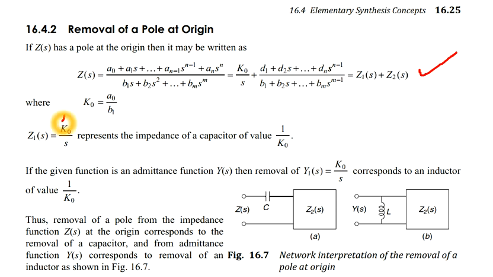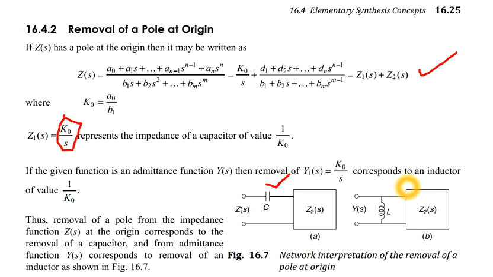Then this becomes capacitance only. What is the value of capacitance? It is 1 by k naught, because the impedance of a capacitor with a value of C is 1 by Cs. So when you compare with that, you will get 1 by k naught. Perfect. That means we can separate the capacitor out from the total Z of s, and the remaining function will be Z2 of s. This is for Z. What if this Z is Y? Then this C becomes an inductor and it will be in parallel. So that's it, very simple.